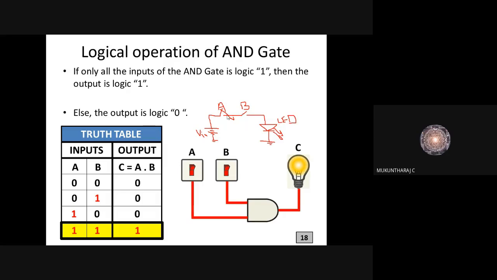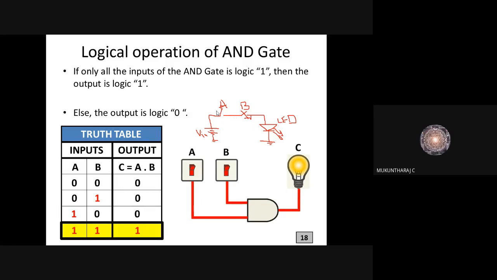Then again, if I am opening the switch A and closing the switch B, that is, closing the switch B but the switch A is open. For this condition, what will happen? Again, there is an open circuit. So still the LED is off.